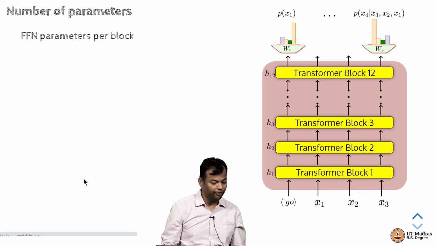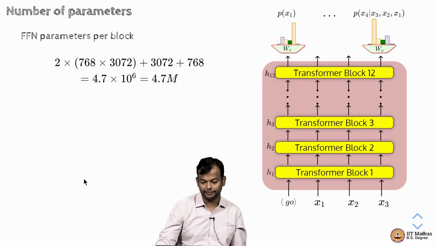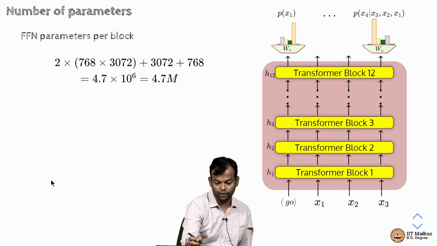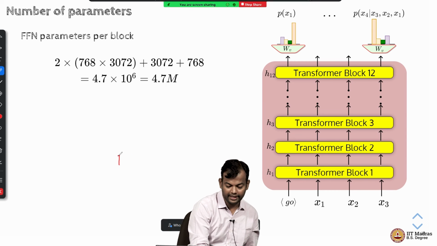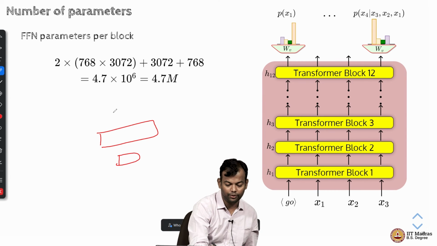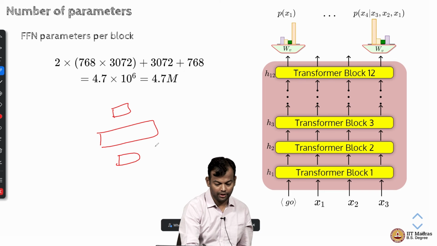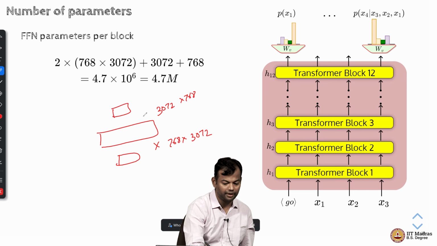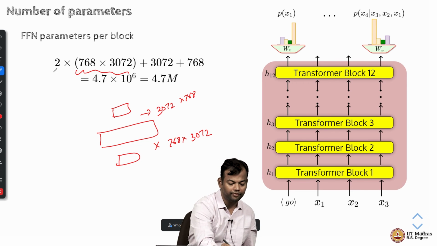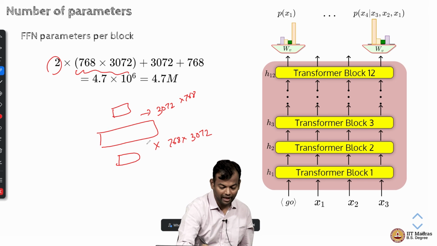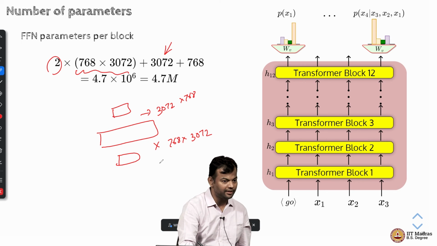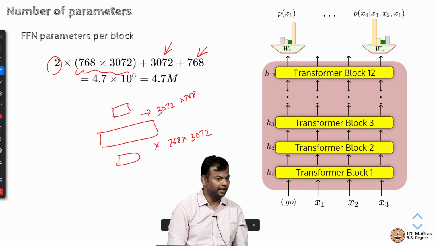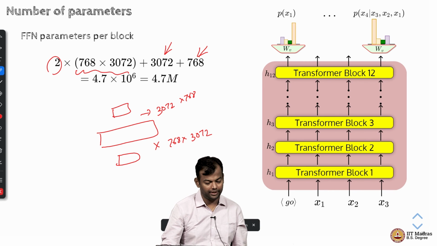Okay. Then let's look at the feed-forward layer. What does the feed-forward layer do? It takes 768, transforms to 3072, and again transforms to 768. So this is going to be a 768 cross 3072 matrix, and then a 3072 cross 768 matrix, right? That's why you have two matrices of this dimension. Then you will have 3072 biases here and 768 biases there. That sums up to 4.7 million parameters.